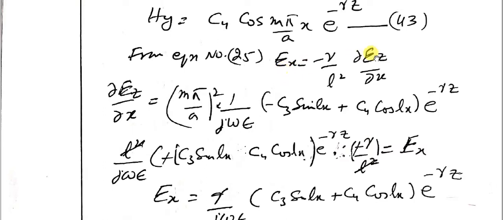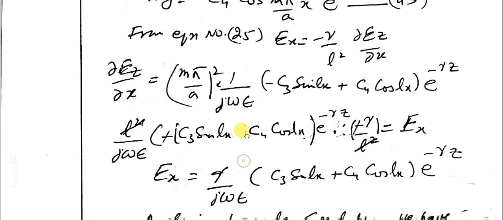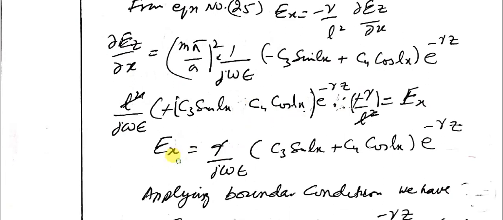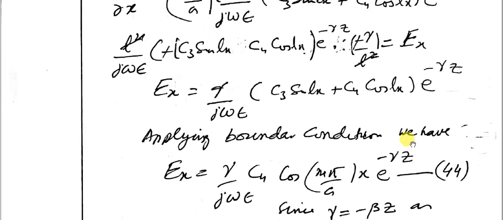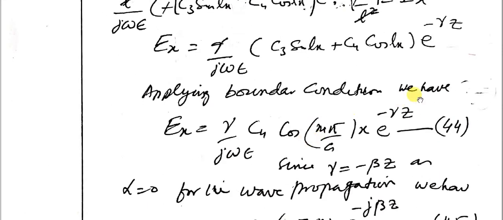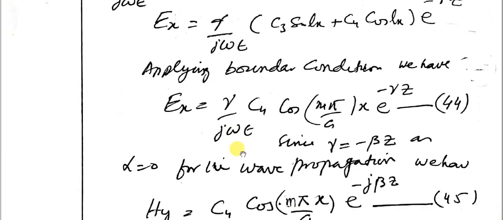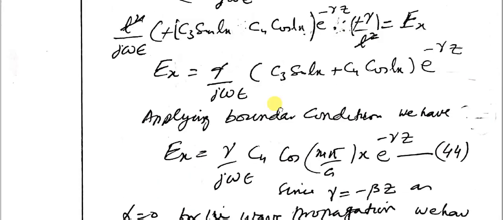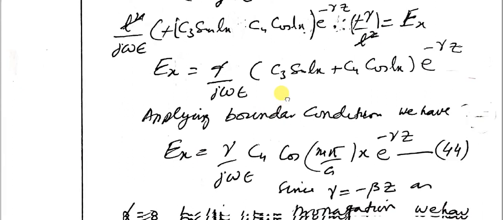So simply taking delta Ez by delta x, we simplify that. We get the Ex now, and putting it back into this equation, Ex is gamma by j omega epsilon into C3 sine of Lx plus C4 cosine of Lx, e to the power minus gamma z. Now applying the boundary conditions, again similarly at x is equal to 0 and at x is equal to a, the components we talk about are equal to 0.